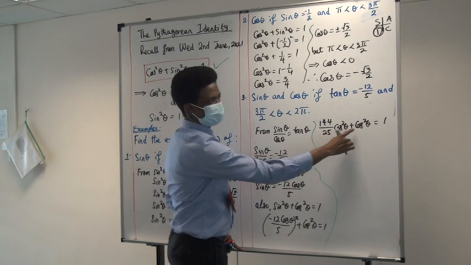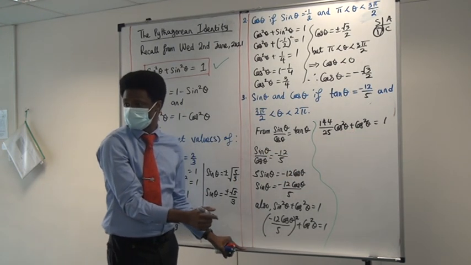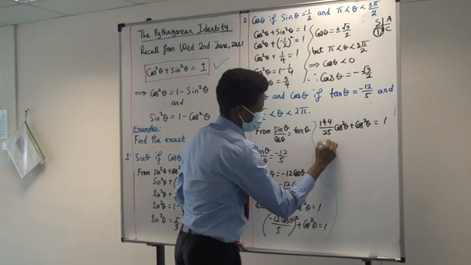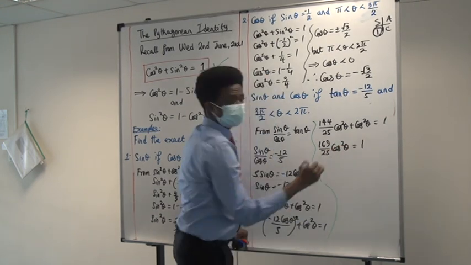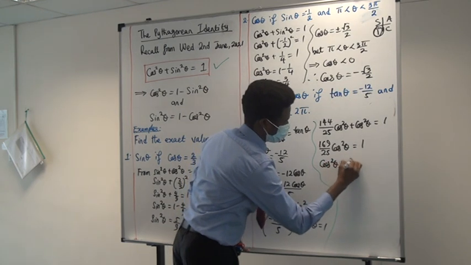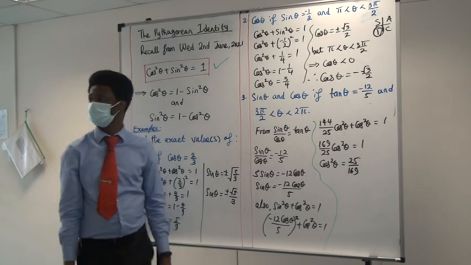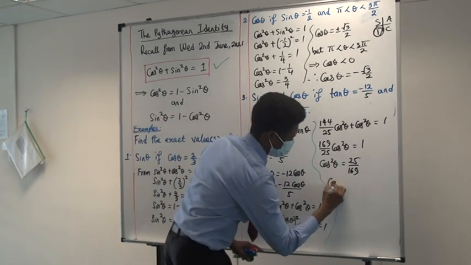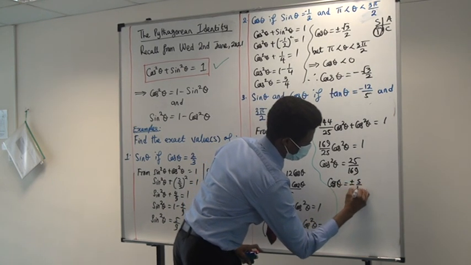This is 144 plus 1. Do you agree? That would be 169. So 169 over 25 cos squared theta equals 1, such that your cos squared theta is 25 over 169. Do you agree? Then cos theta will become plus or minus 5 over 13.